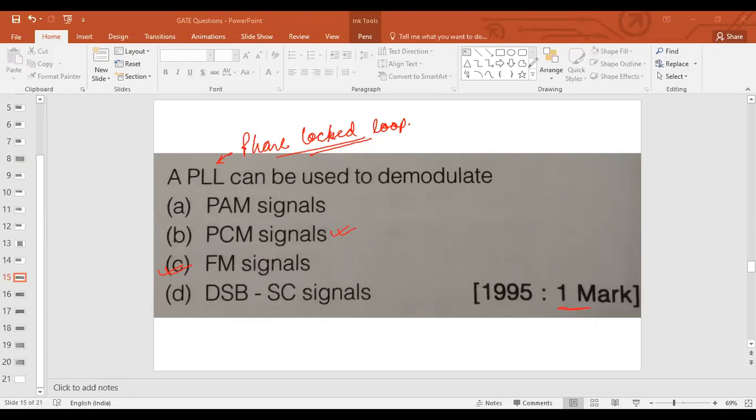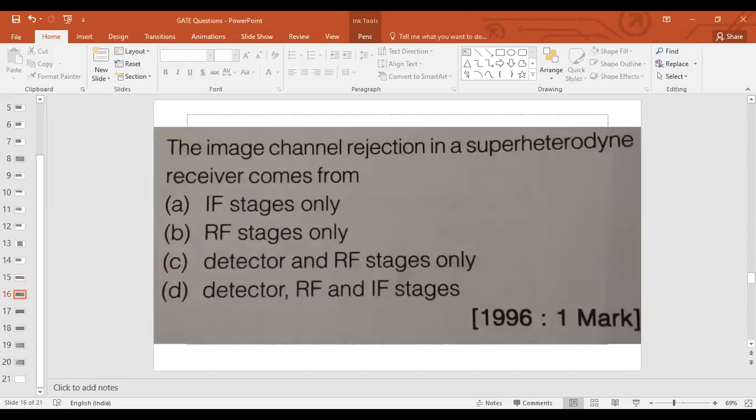Okay, let us move to the next question. Again, you can see here, the image channel rejection in a superheterodyne receiver comes from, again in 1996. Previously, we have seen the same question in 1995, 1 mark question. In 1996, again, there is a question. Language has been somewhat changed, but the same thing is also here.